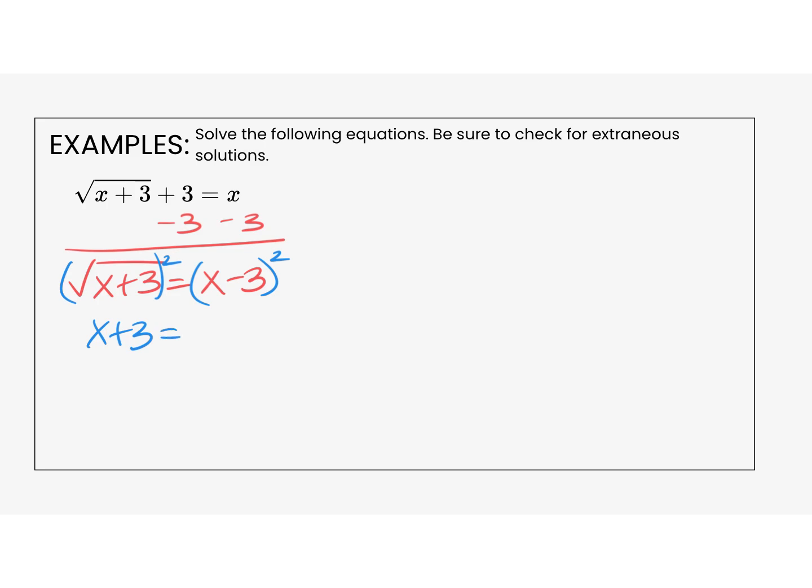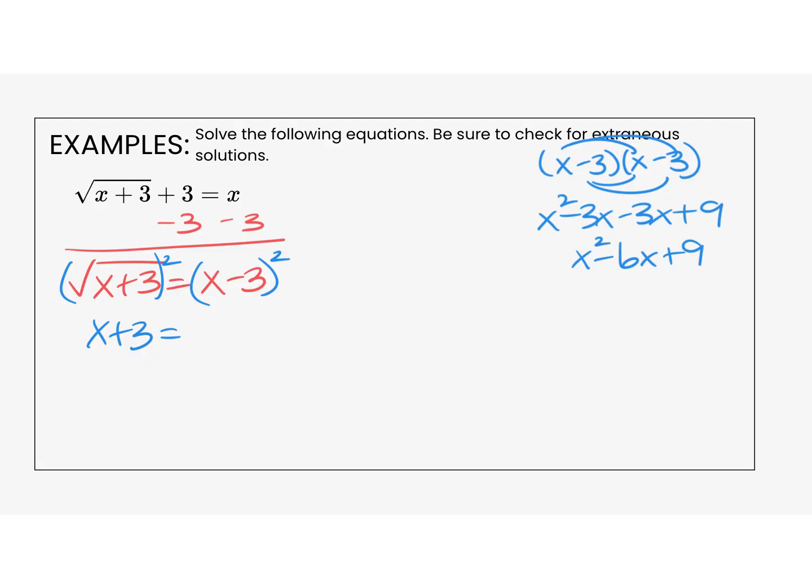But on the right side, let's do it over here. When I square this, I have to double distribute, FOIL, whatever you'd like to call it. So I get x squared minus 3x minus 3x plus 9, which is really x squared minus 6x plus 9. So that's what goes over here on this side.